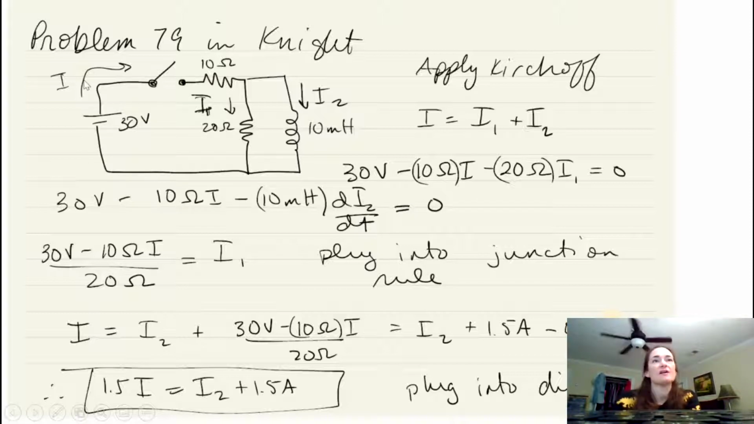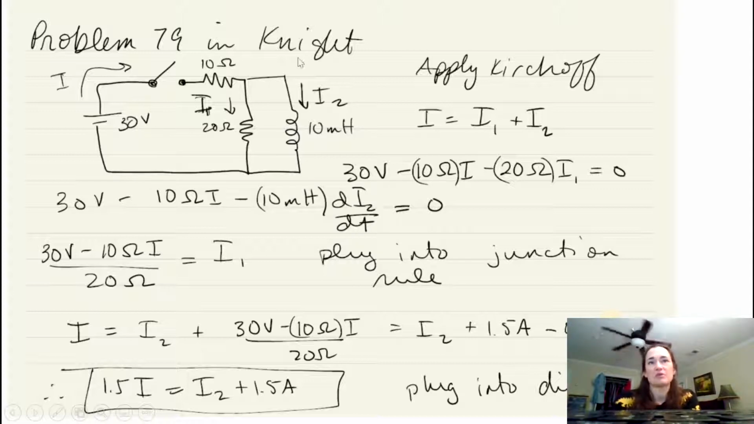I've got current I flowing through my 30 volt battery, and it would go through that 10 ohm resistor, and then at this junction right here, it would split off into 2 parallel paths. So I'm going to label the current that goes downward through the 20 ohm resistor as I1, and I'm going to label the current that goes through the 10 millihenry inductor as I2. And then, of course, I1 and I2 would join back up at the junction at the bottom of the circuit and then route back through the 30 volt battery, so you'd have I flowing back into the 30 volt battery.